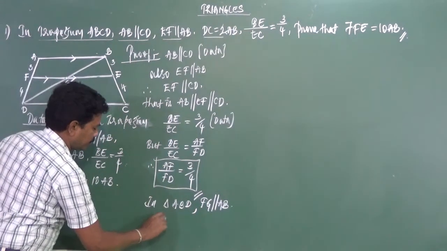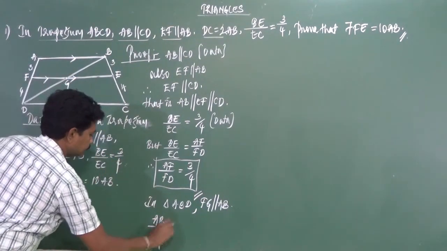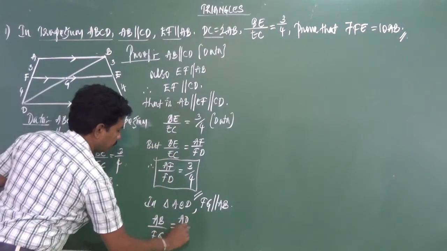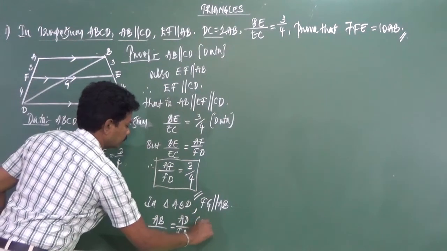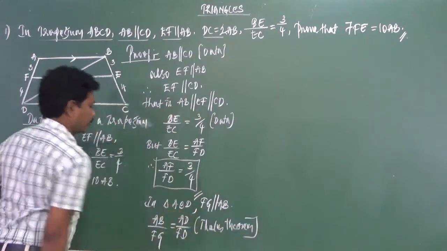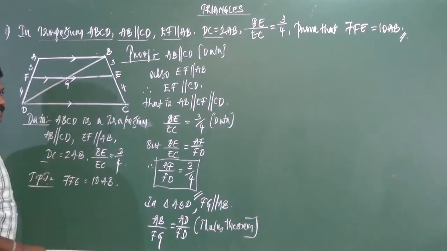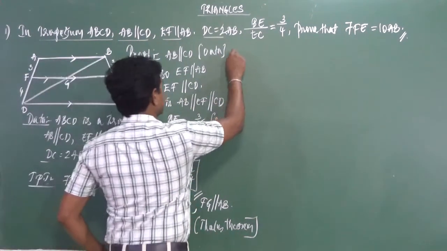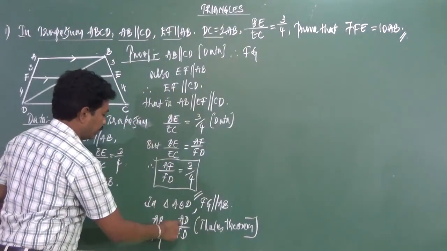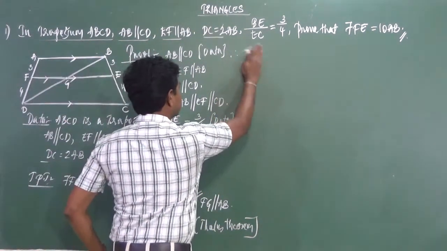Therefore AB by FG is equal to AD by FD, according to Thales theorem. Now here I am going to make FG the subject. So FG into AD is equal to AB into FD. I can cross multiply, or else I can make it even simpler.